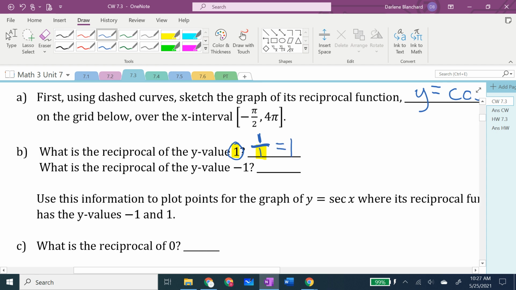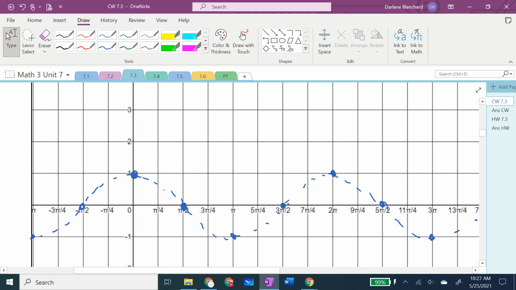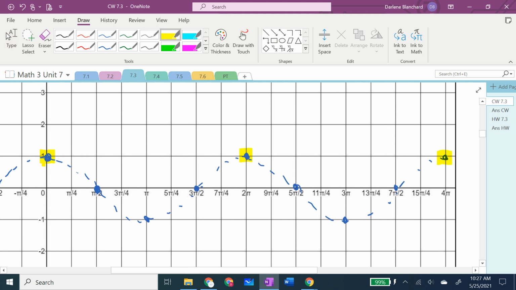So I want to emphasize to you that that means that the graph of secant and cosine share the same exact points when you are having that y value of 1. Now let's go back to the graph. Do you see where all the y values 1 are? The graph of secant shares those top peak points.